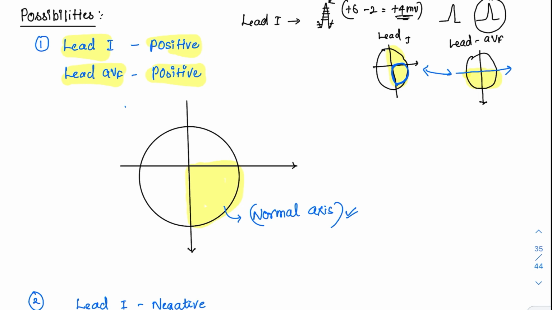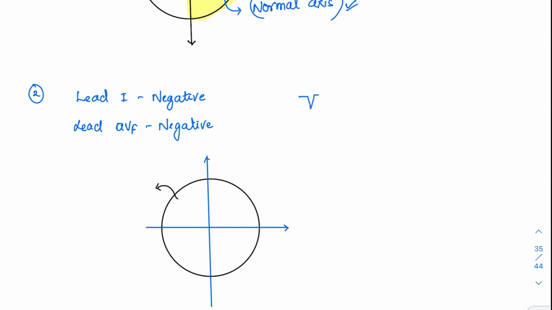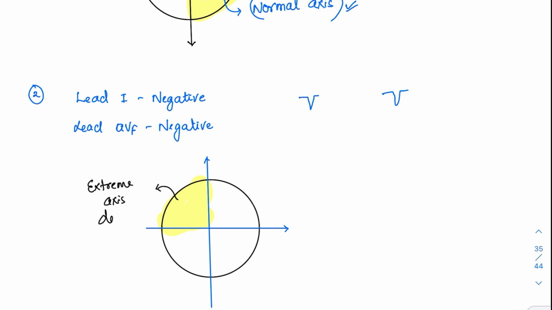Now let's take an extreme condition. Both the leads are negative. So lead 1 is showing a negative and lead AVF is also showing a negative. Lead 1's negative will be in this direction here and the area below also. Lead AVF's negative will be this area, the above area. We should check for the common area. Which is the common area? The common area will be this one. If both are negative, this is the common area. What is this axis deviation? It is our extreme axis deviation. Extreme axis deviation. It's pretty simple.